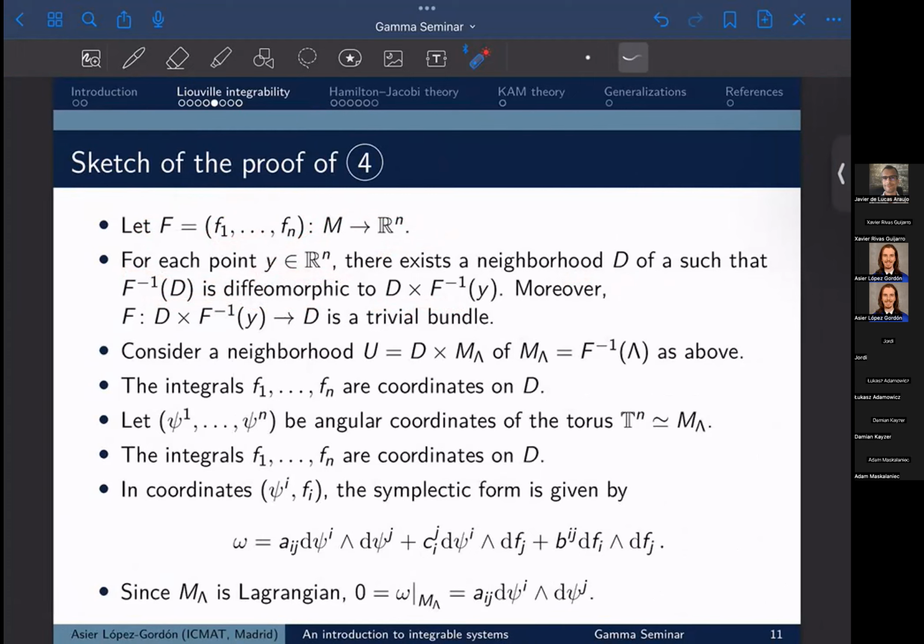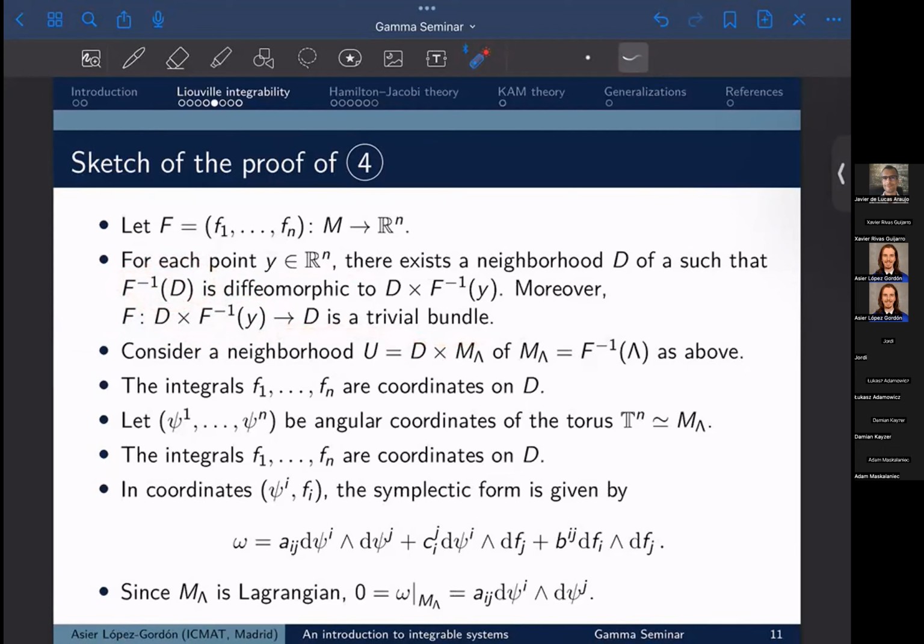Y, sorry. Then, in addition, the restriction of F to this set is a trivial bundle from D times the preimage of Y, or what is the same, the preimage of D modulo a diffeomorphism to D. This is a trivial bundle.